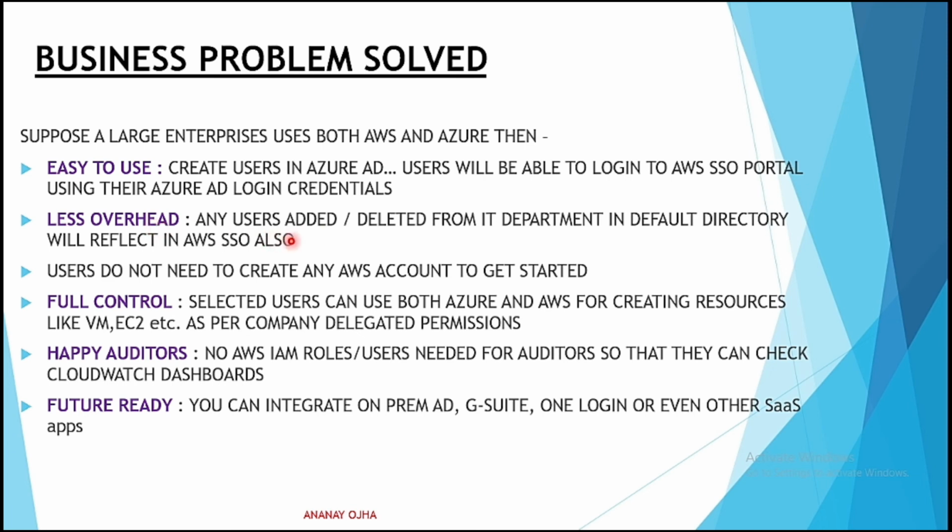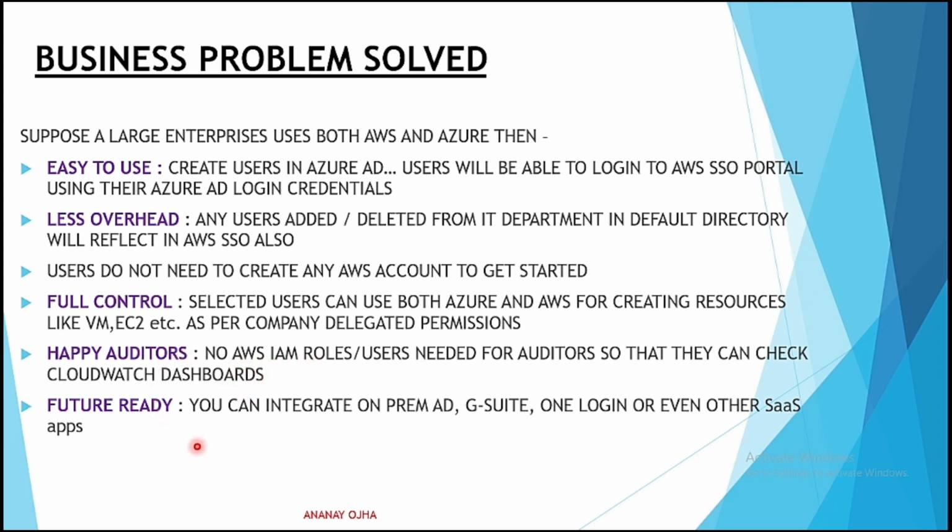There is less management overhead. Any user deleted from your IT department in your default directory in Azure will automatically be reflected in AWS SSO also. No human intervention needed. And of course, the AWS account access that the user wants will be auto created and you have full control. For the users who have access, you can select which permissions they have. Do they have administrator access in AWS? Do they have reader access? Whatever access you want, you can attach. And as you know, trust no one. You can even not give AWS sign-in access to auditors, just give them read-only access to CloudWatch.